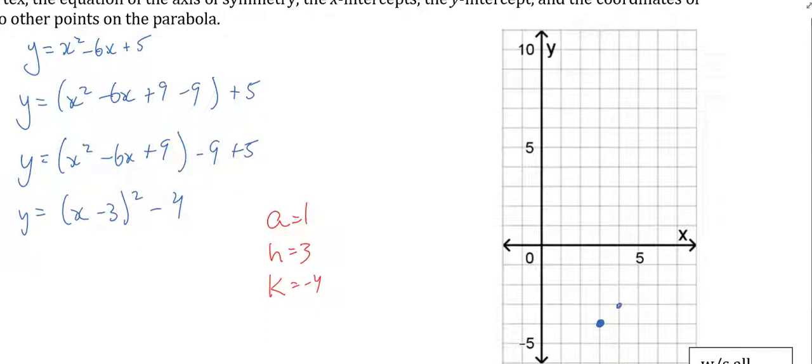So over 1, up 1. Over 2, square it to go up 4. Over 3, square it to go up 9. So that should be right there, I think.